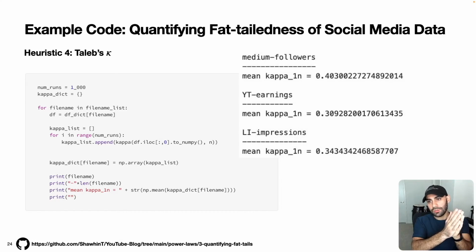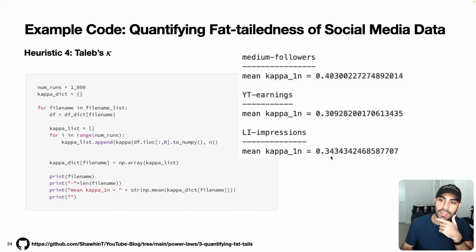And so again, when you run this calculation, you're going to get all sorts of different values for kappa, but it'll start to look like a Gaussian as you do more and more runs. So the mean is a representative value of this distribution. Here we see the mean kappa for medium followers is about 0.4, for YouTube earnings it's about 0.3, and for LinkedIn impressions it's about 0.34.